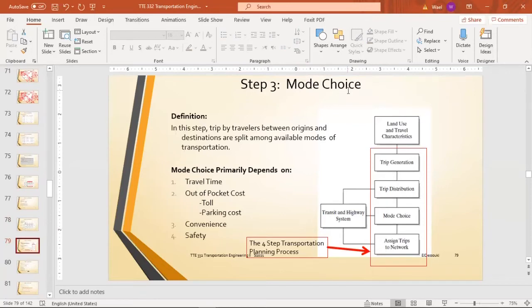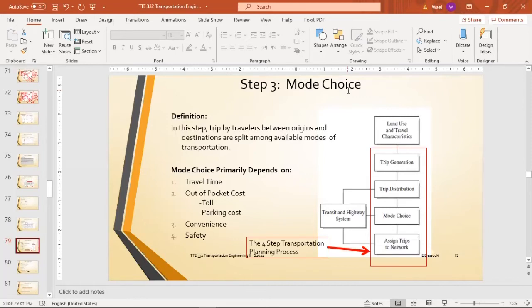What do we mean by the mode choice? While traveling from an origin to a destination, there are different modes of transportation that we can use. We can go by car, we can go by bus, or we can use the subway. It depends on the available modes of transportation. So, on what basis do travelers select their mode? It depends on several factors.